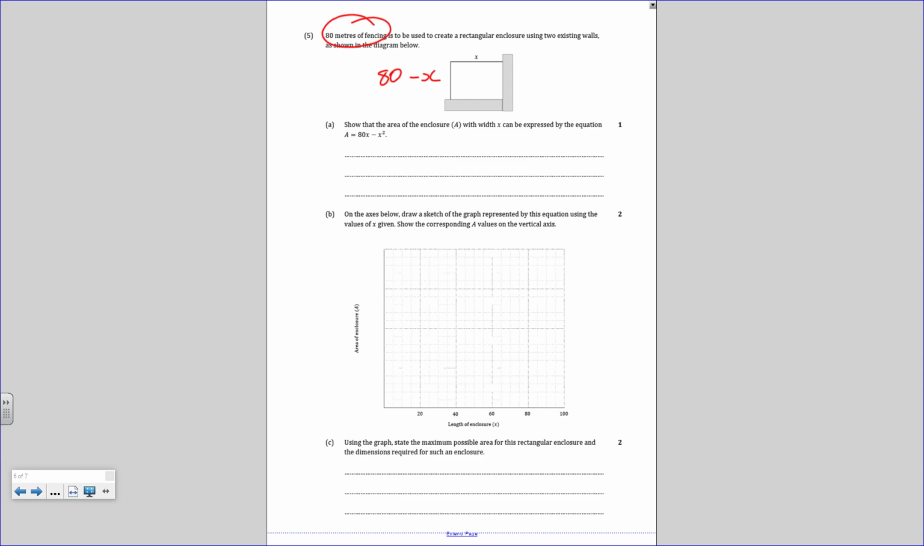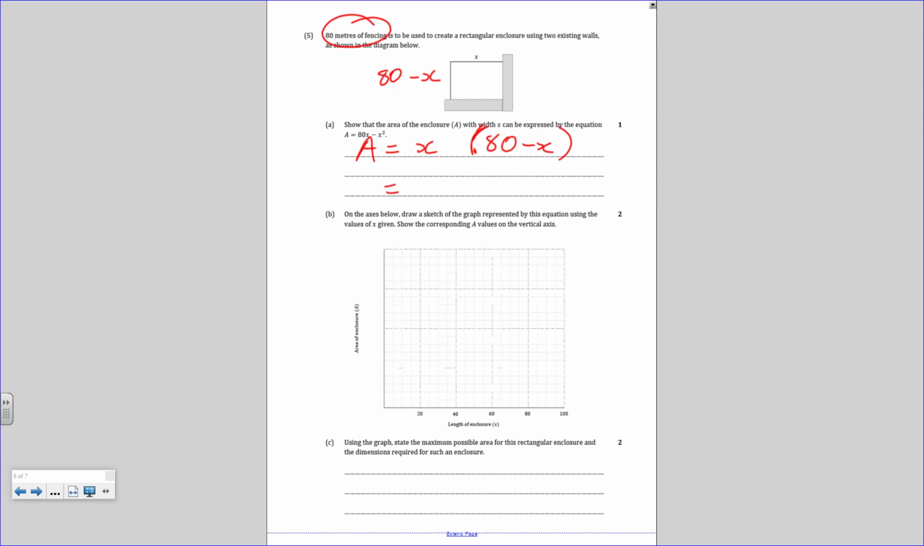We need to show that the area of the enclosure with X can be expressed by the equation given. Well, how do you find the area of a rectangle? Just length times height. So we've got X times 80 minus X. It might just be easier if I write it without the multiplication sign. And then we're just expanding.